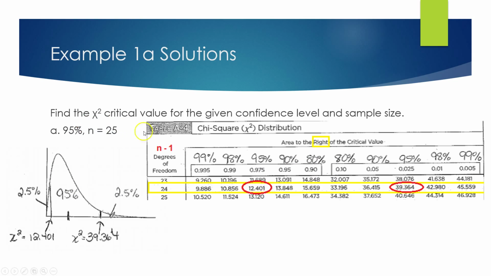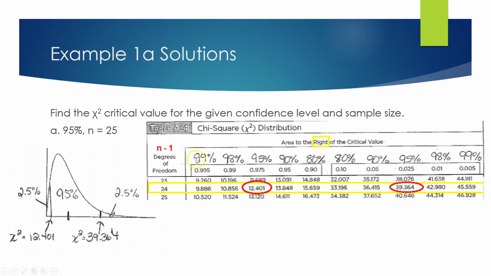So we need 2 pieces for the chi-square tables. We need the degrees of freedom, which is 1 less than the sample size, and in this case is going to be 24. So our sample size was 25, we need 1 less than that. And then we also need, and this is what I highlighted up here, the area to the right of that critical value.